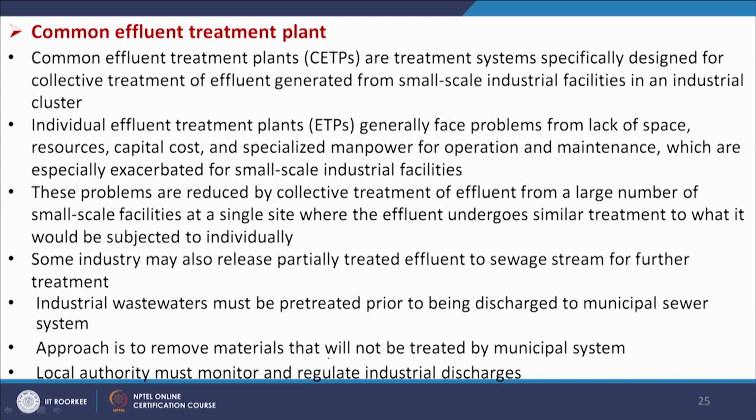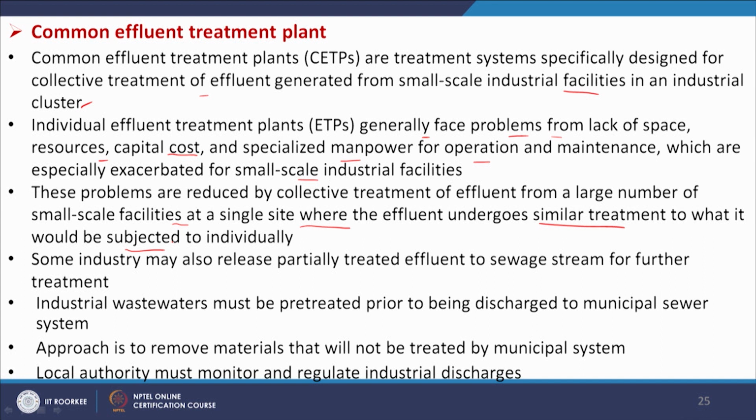Now, we will see the common effluent treatment plant. As you have already mentioned, these plants are treatment systems specifically designed for collective treatment of effluent generated from small scale industrial facilities in an industrial cluster. Individual effluent treatment plants generally face problems from lack of space, resources, capital cost and specialized manpower for operations and maintenance, which are especially exacerbated for small scale industrial facilities. These problems are reduced by collective treatment of effluent from a large number of small scale facilities at a single site, where the effluent undergoes similar treatment to what it would be subjected to individually.